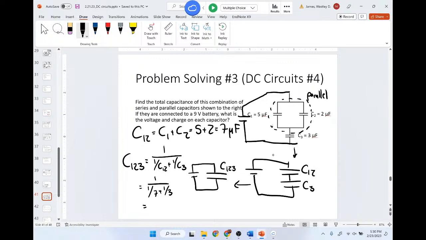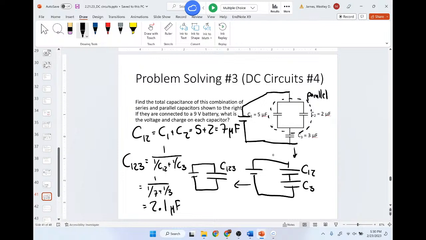But the world doesn't use nice. Oh, okay, that's not bad actually. 2.1, which is smaller than the smallest one. 2.1 is smaller than 3. It's good to kind of have that check. Microfarad. Great. Okay.